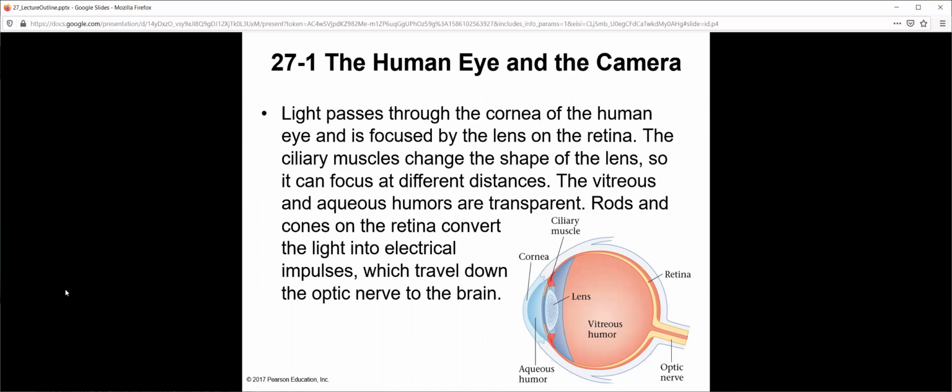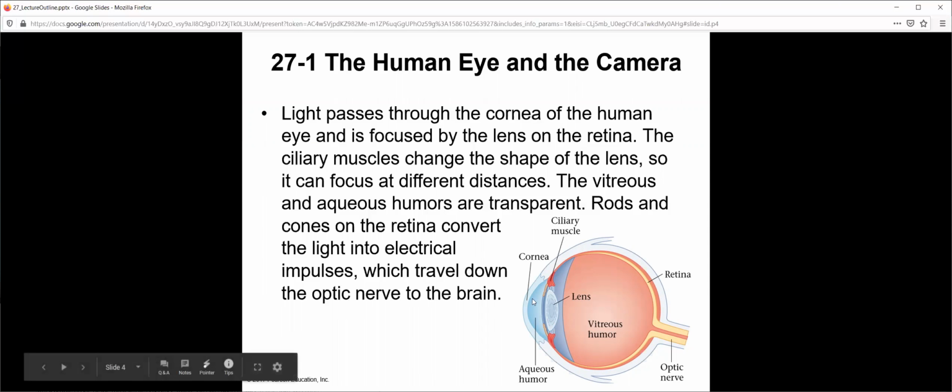So, with the human eye, light passes through the cornea. That's the front part here, the part that bubbles out of your eye, and is focused by the lens of the eye that sits within your eye itself. The lens sits within the eye, cornea is where the light goes through. The ciliary muscles change the shape of this lens so they can focus at different distances. So if you've noticed, you can focus back and forth with your own eye. That's because your eye itself is adjusting a little lens inside to cause that to happen.